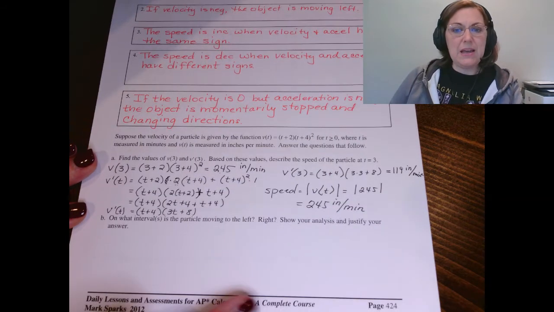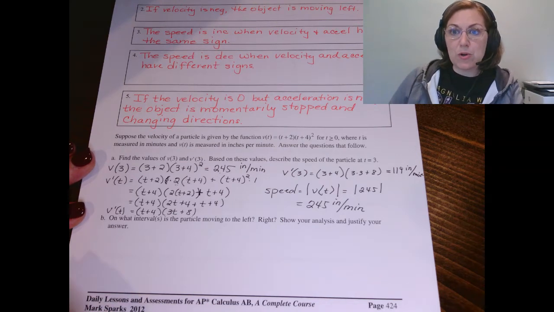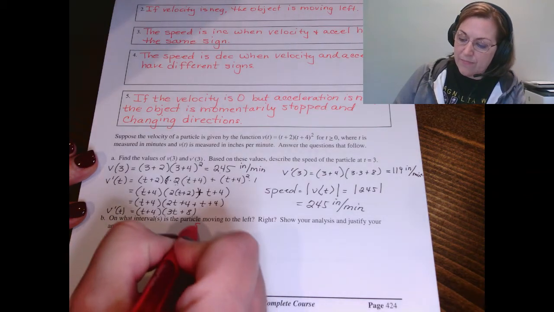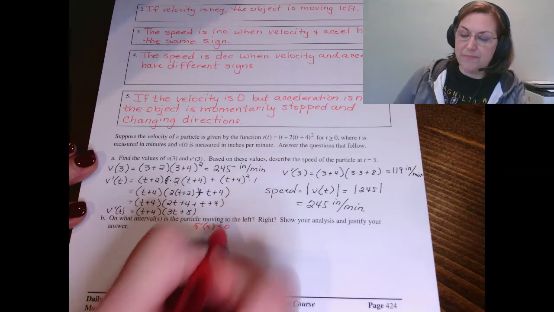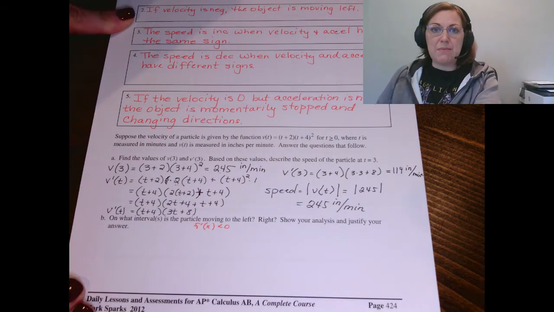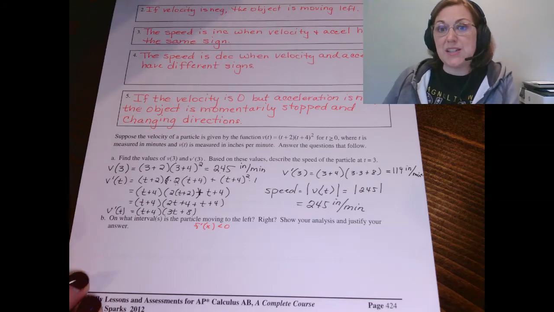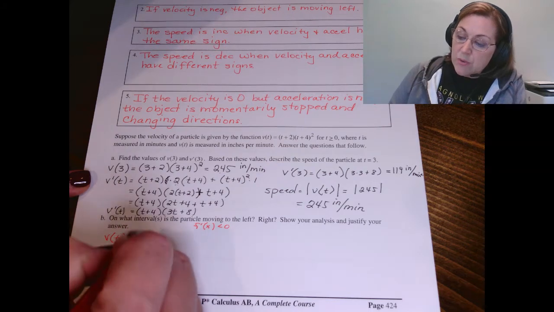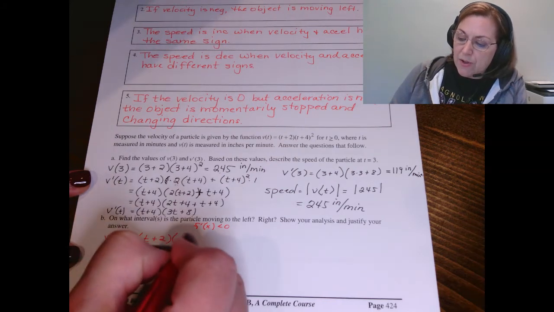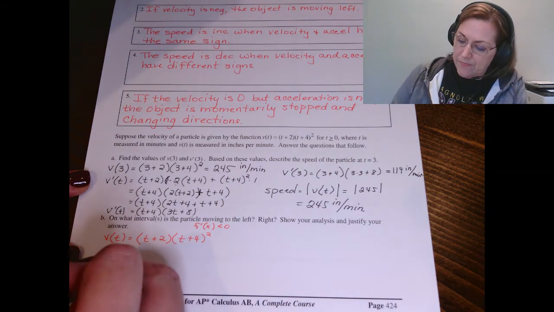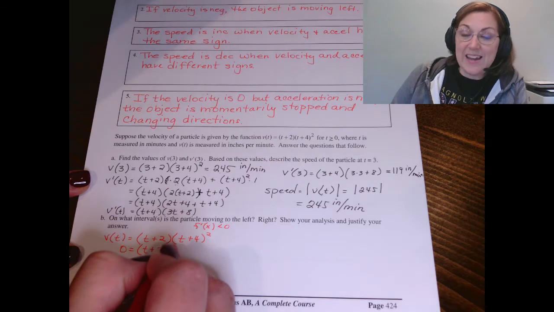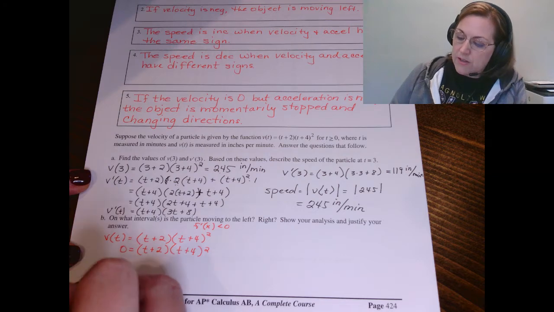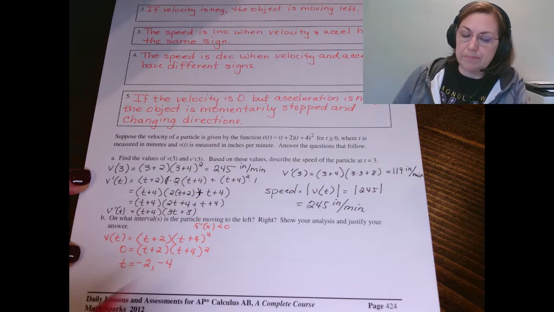Okay, now look at B. B's asking us, on what intervals is the particle moving to the left? This is meaning, on what intervals is the first derivative negative? Because remember, number 2 in our commandments is if the velocity is negative, the object's moving to the left. Here's our velocity. I need to know when it's moving to the left. So in order to know that, I've got to know, first of all, where the velocity equals 0, i.e., I have to find my critical points. That should sound familiar. We've done that, okay? So I get that t is -2 and -4.